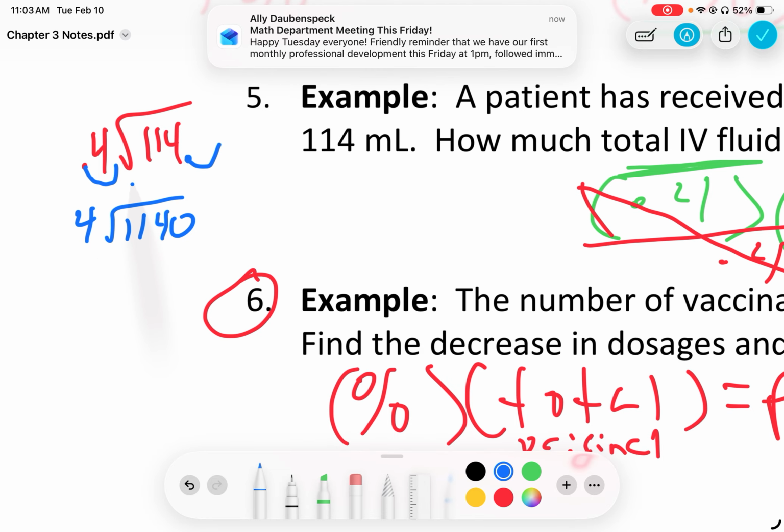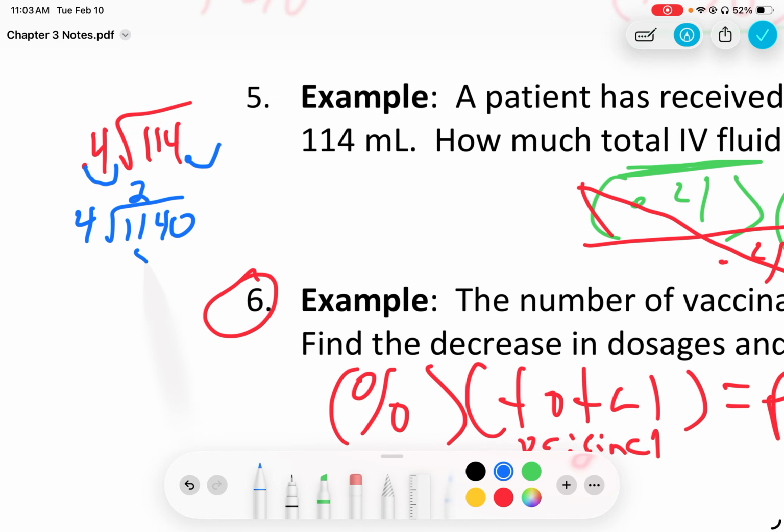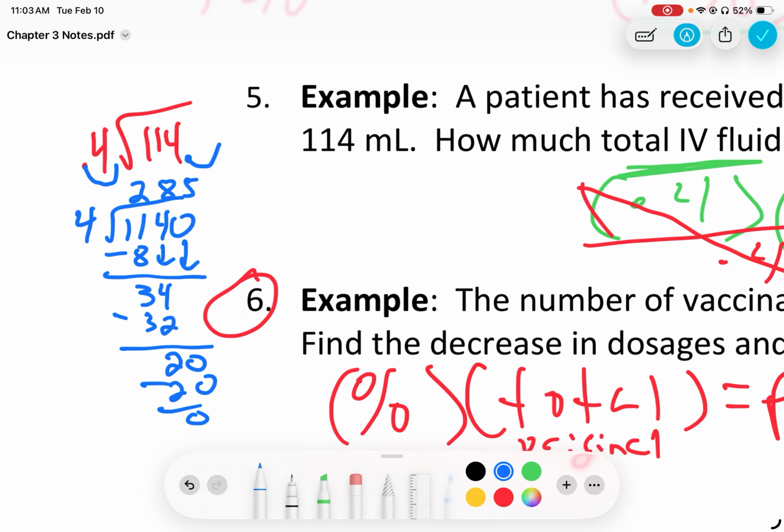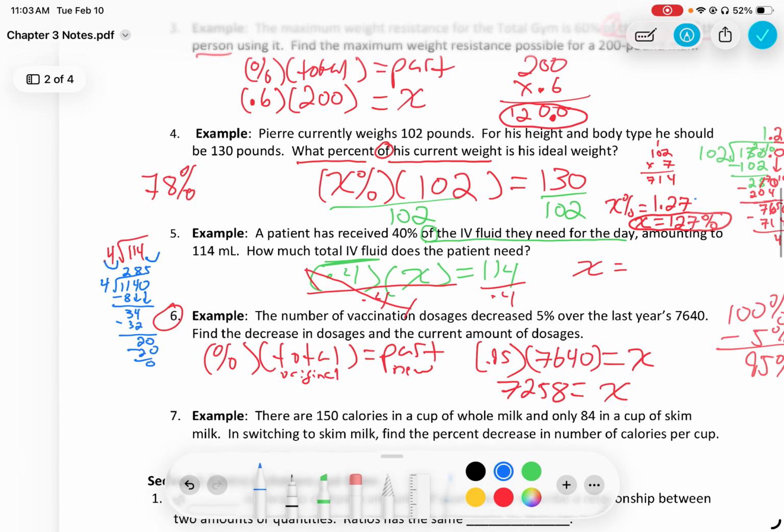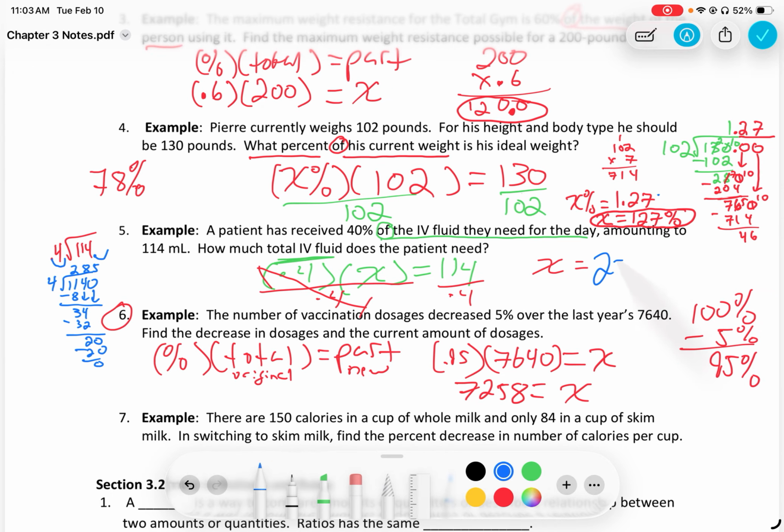4 goes into 11 twice. 11 minus 8 is 3. We'll bring down the 4. 4 goes into 34 8 times. Bring down the 0. 4 goes into 20 5 times. So 285. So they need 285 total milliliters of fluid for the day, and they've only gotten the part of 114.